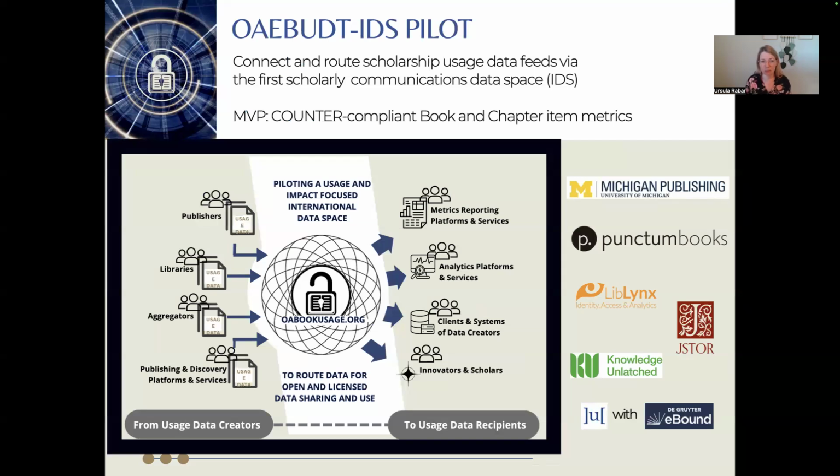So this is the testing phase, and it works with a minimal viable product that is focusing on COUNTER-compliant book and chapter item metrics. So we purposely chose to start small and to have a standard that many organizations use to make it easier, because the point of this pilot is to, first of all, understand the return on investment, the technical build that organizations need to do, and what else is needed or missing so that we can improve it and expand it further.